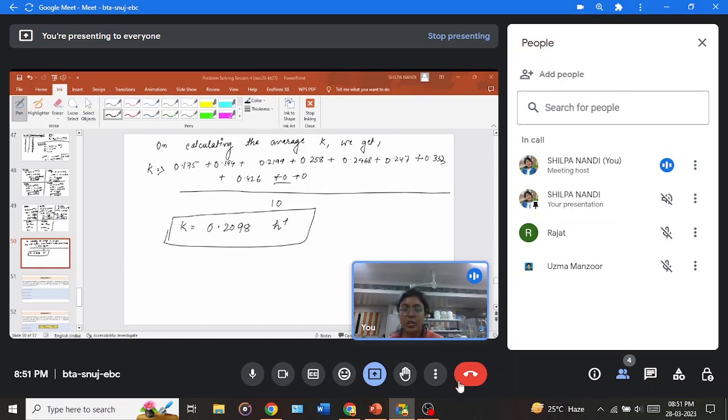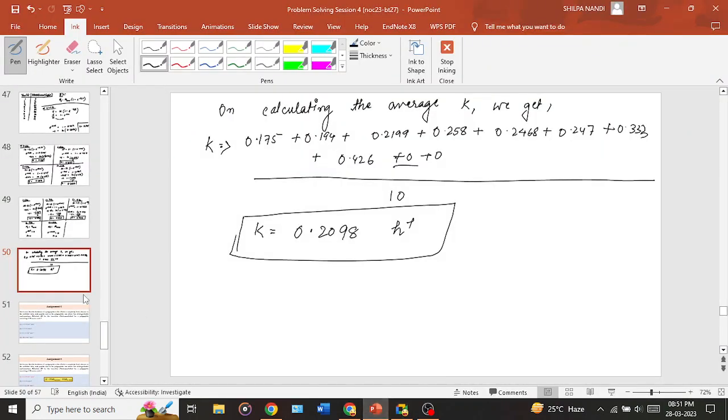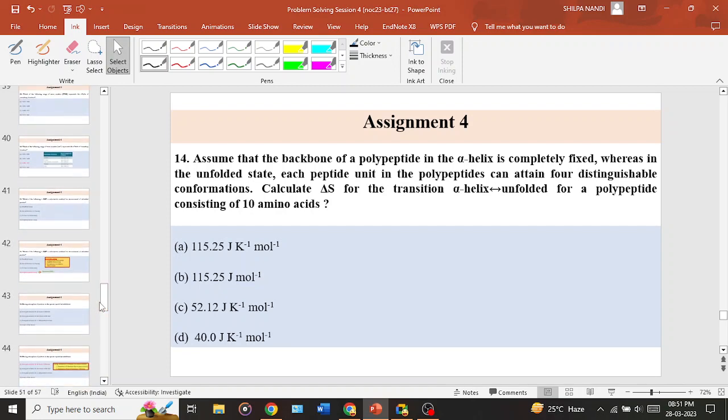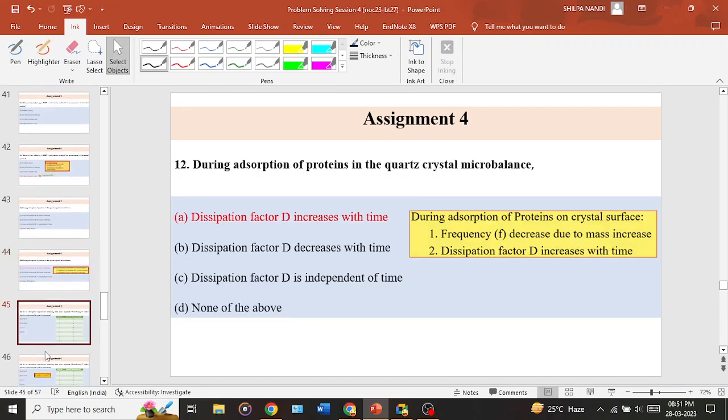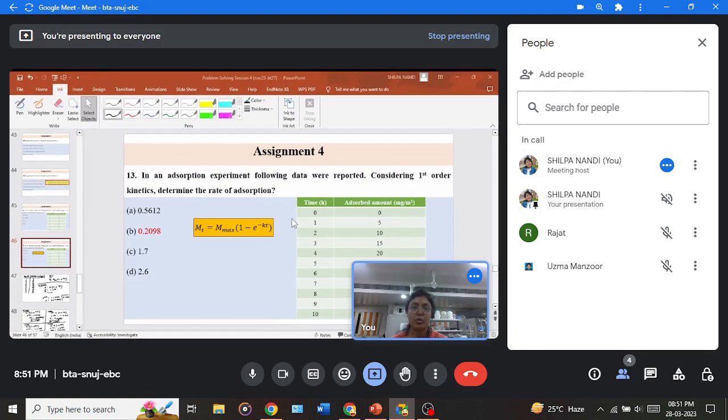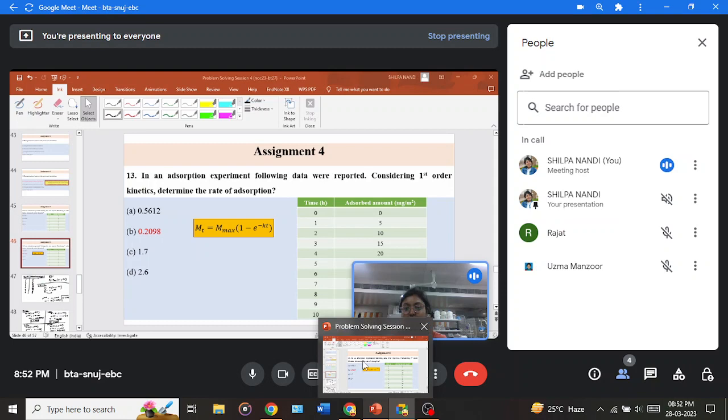Fine, we will move on to the next question. That is our question number 11. Sorry, 14. So I hope you all were able to know how to solve this question. So m_t is equal to m_max (1 minus e to the power minus kt). This is in case of first order kinetics. Fine, we'll move on to the next question.